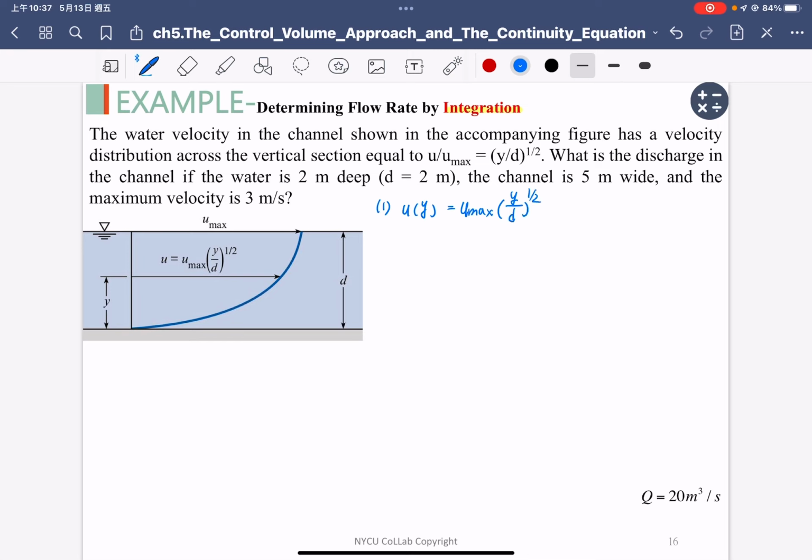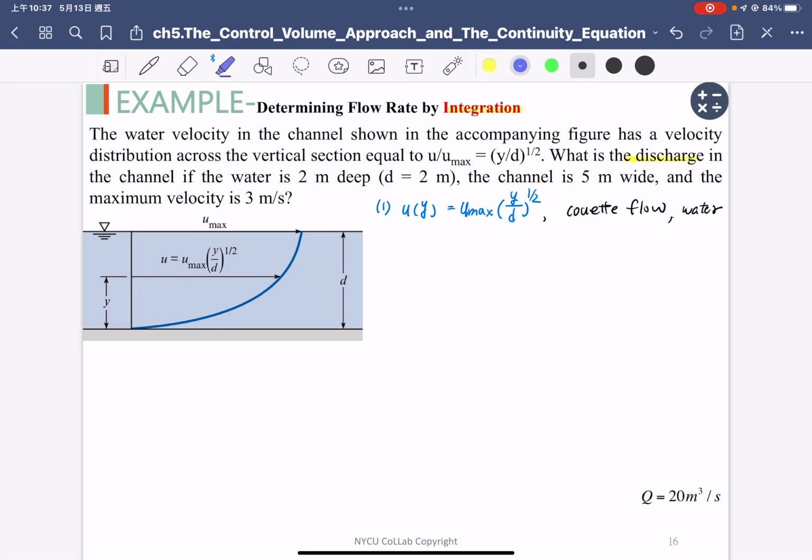Okay, so this is an exercise we are very familiar with, because this is what we call the Couette flow, the standard Couette flow here. And the fluid medium inside is water. And what's the problem? We need to answer what the discharge in the channel flow is.